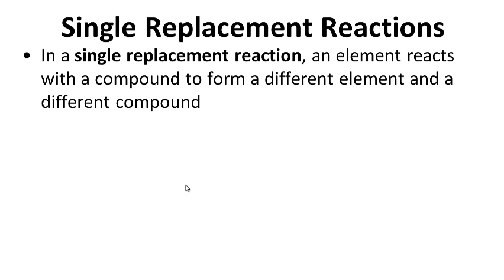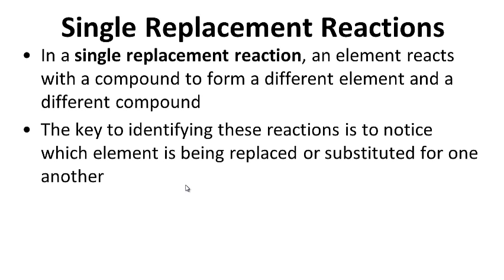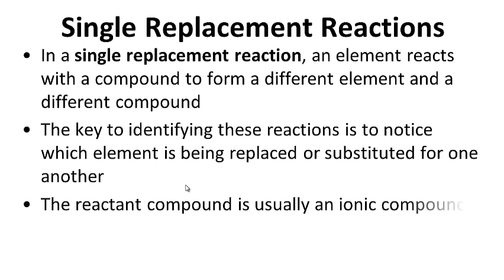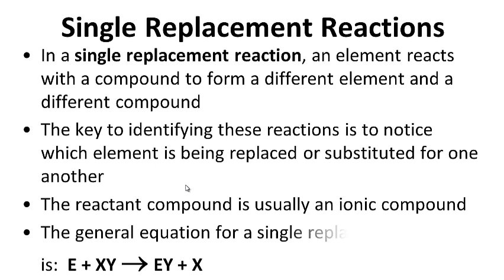Okay, so single replacement reactions. In a single replacement reaction, an element reacts with a compound to form a different element in a different compound. The key to identifying these reactions is to notice which element is being replaced or substituted for one another. The reactant compound is usually an ionic compound. The general equation for a single replacement reaction is E plus XY produces EY plus X.